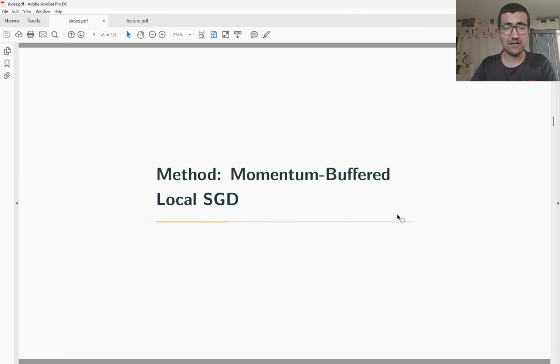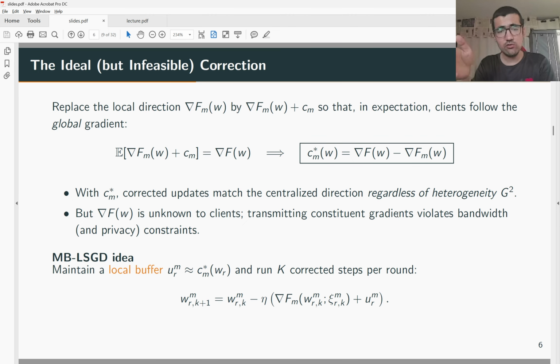So let's look at how it actually works. Start from a thought experiment. If a client could add a correction term C_m to its local gradient so that in expectation it follows the global gradient, what would that term be? The answer is immediate, and it's the boxed equation.